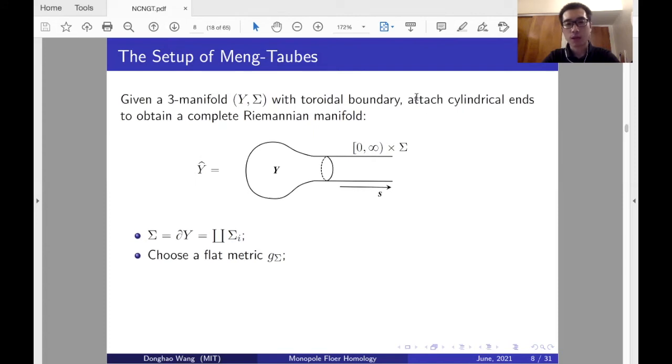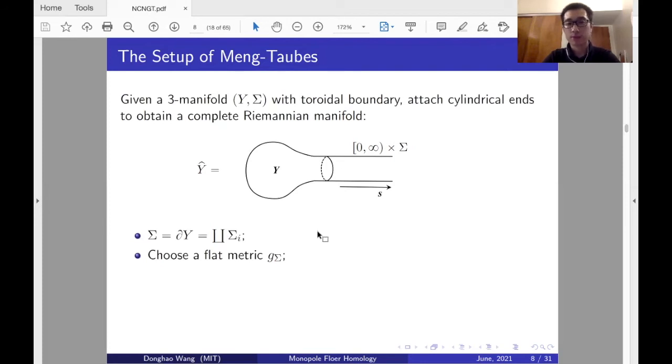After that, we attach cylindrical ends to this compact piece Y to obtain a complete Riemannian manifold. Let's denote this completion by Y hat, and this is a picture for this completed manifold. So this is the metric we are going to work with, and this space Y hat is non-compact.